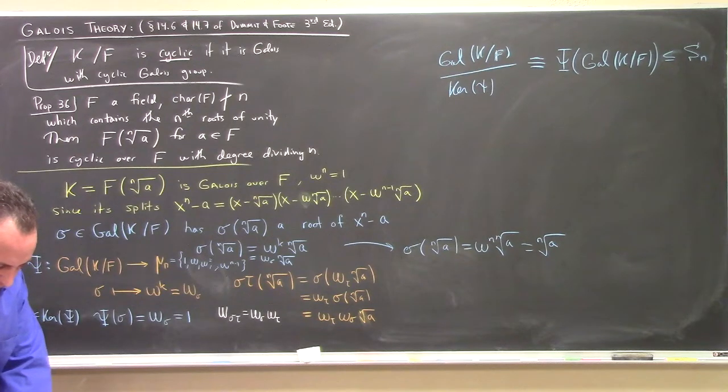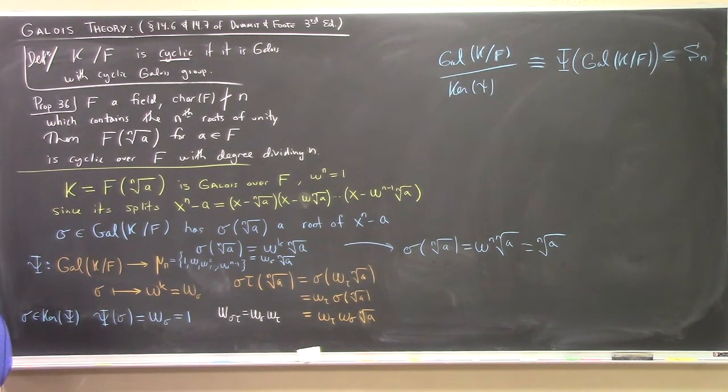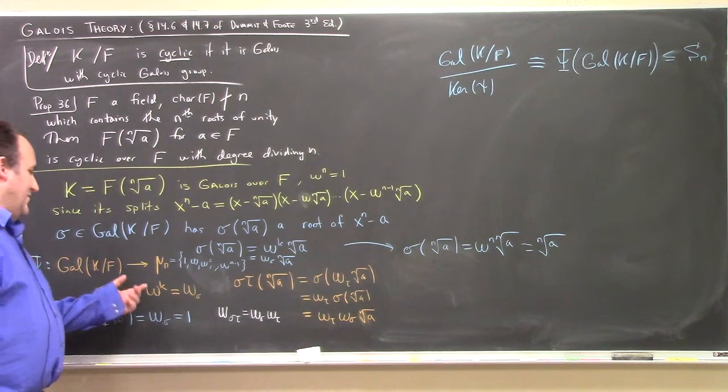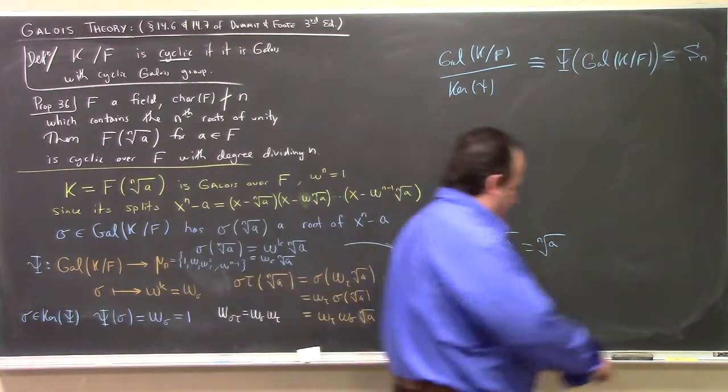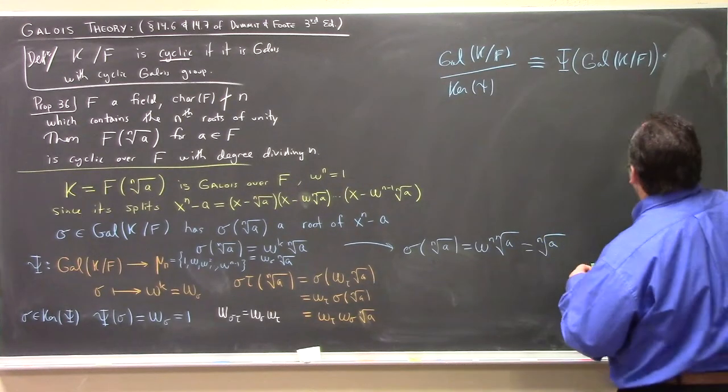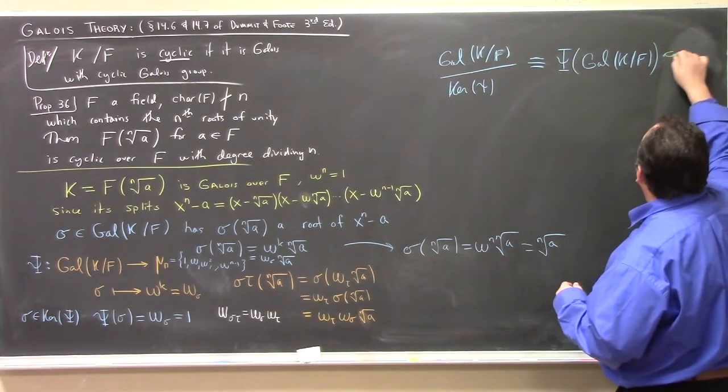So he says this gives us an injection of the Galois group K over F into the cyclic group. Oh, I'm an idiot. What was the image? What's the codomain of this homomorphism? Not Sn, dummy. Me, not you. Jeez.